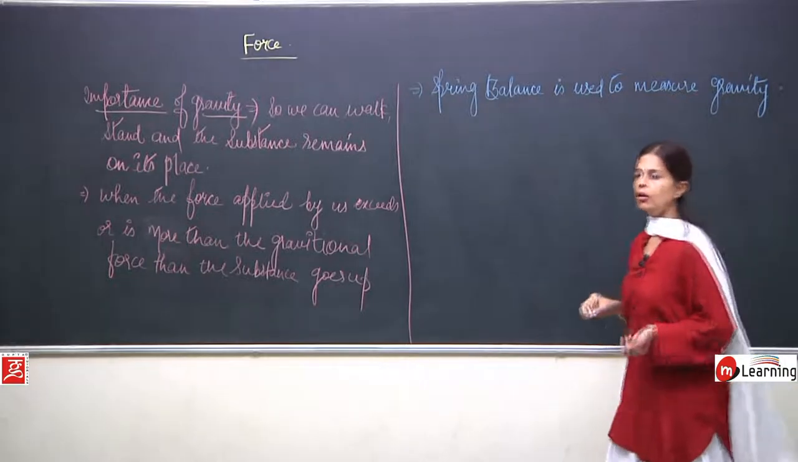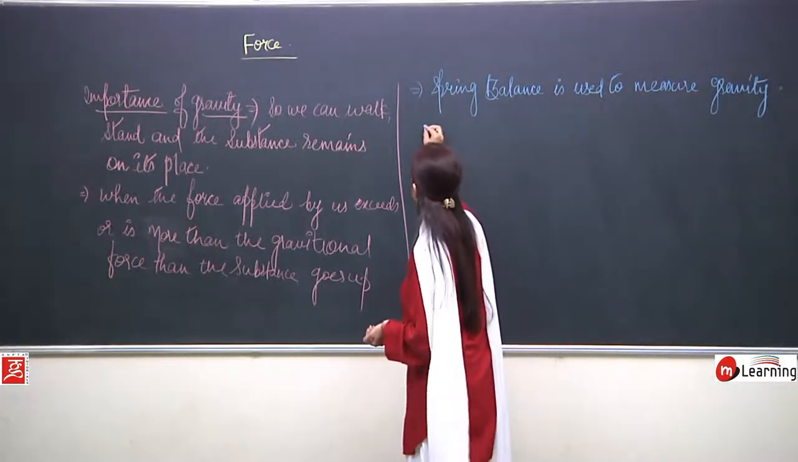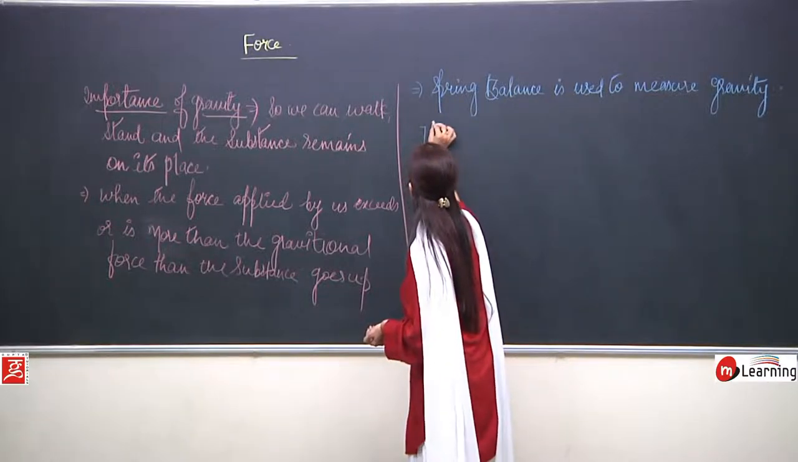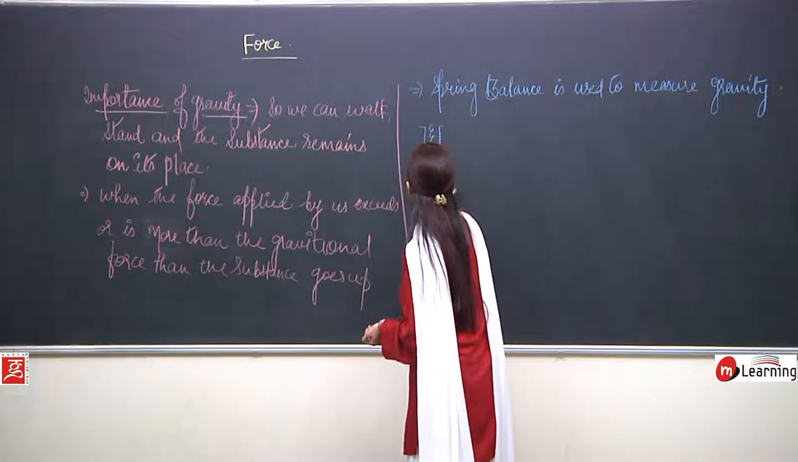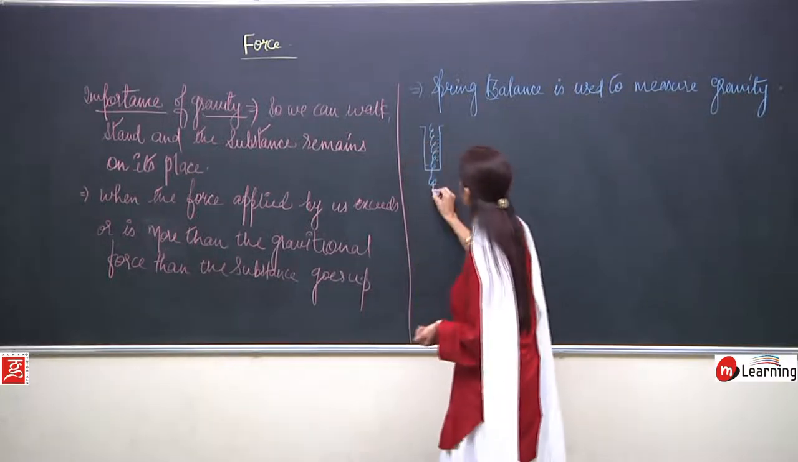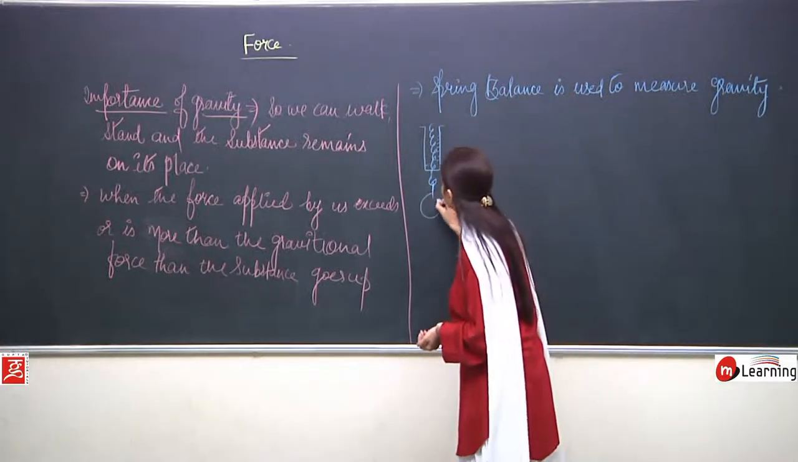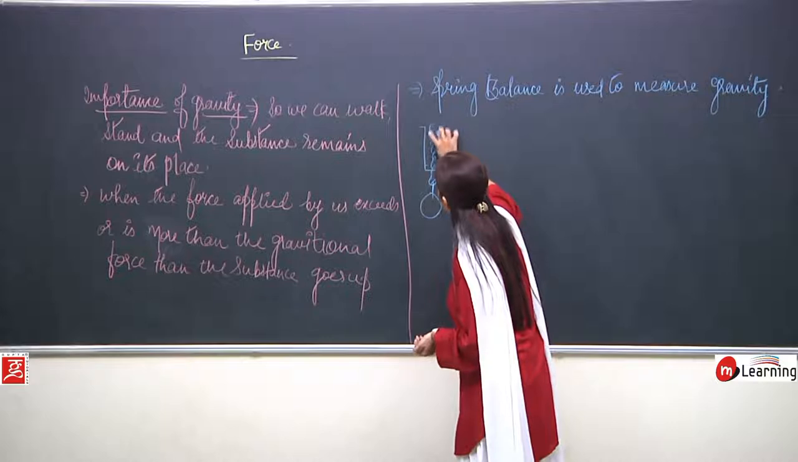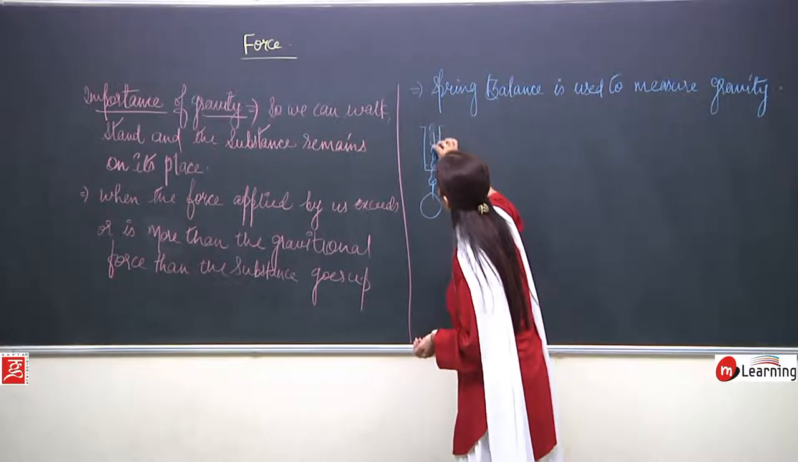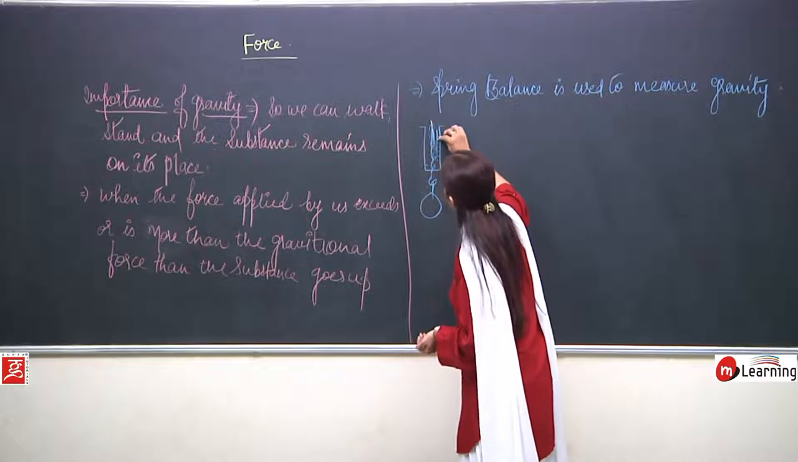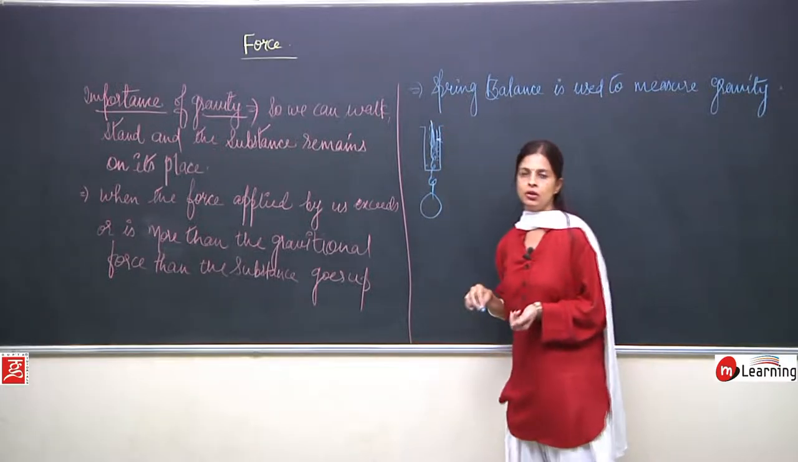Okay, now what is a spring balance, children? It has a scale, and again it has a spring, and one hook is there. To this hook, the substances are hanged. When substances are hanged to this, the spring gets pulled, and to whichever point the scale goes up, the reading can be noted.